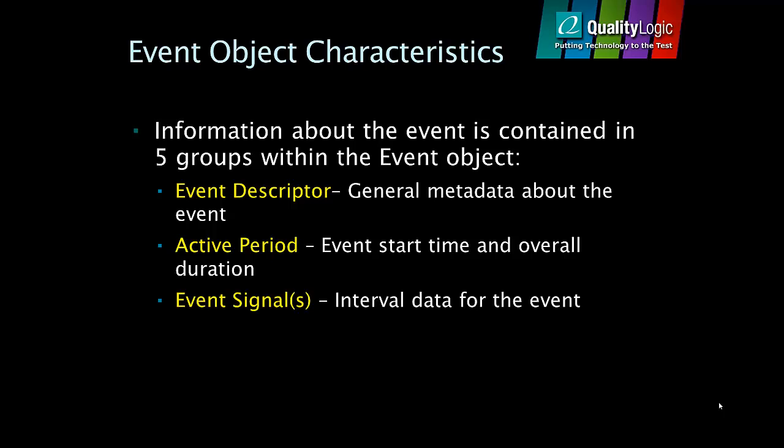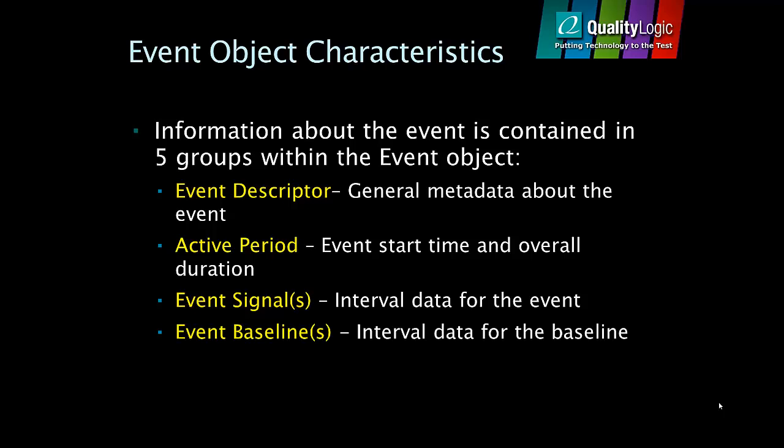The event signals themselves contain interval data with actionable values. Event baselines provide additional historical information that the VEN can use to help make decisions about participating in the event. And finally, targeting information conveys the intended recipient of the event, such as all water pumps in a particular geographic area.